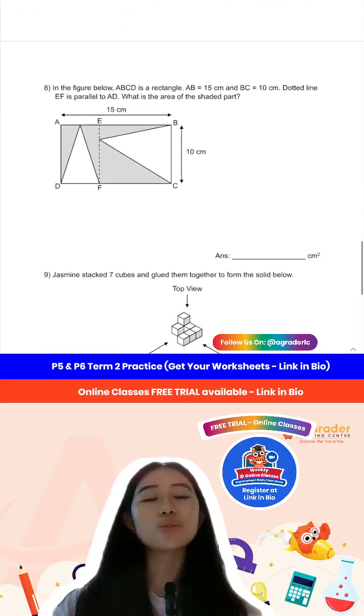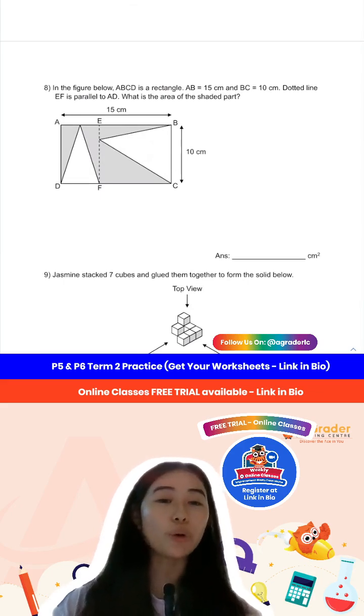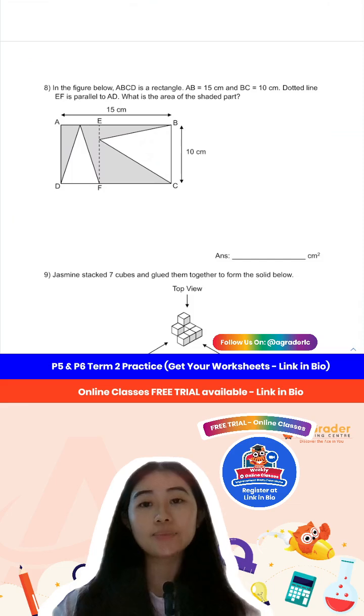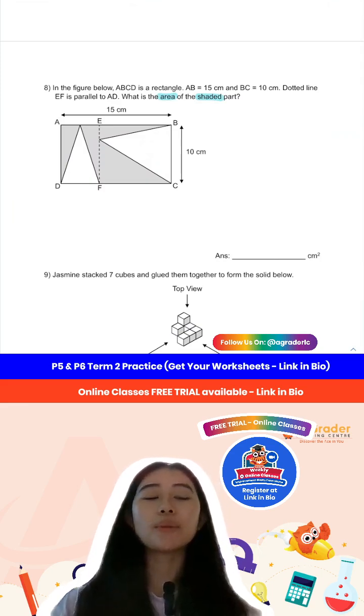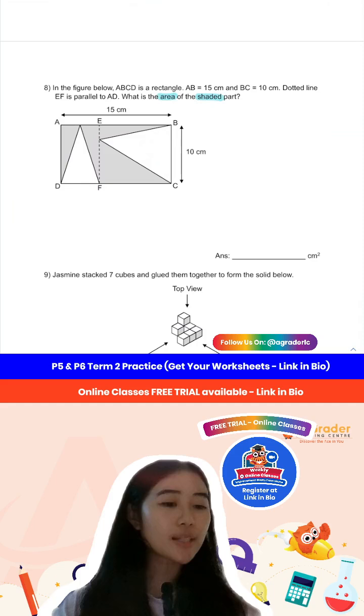Alright, so let's do one more question before we have our break. In the figure below, ABCD is a rectangle. AB is 15 cm and BC is 10 cm. Dotted line EF is parallel to AD. You are asked to find the area of the shaded part. So let me know your answers in the chat. P6 math is at 7 o'clock.